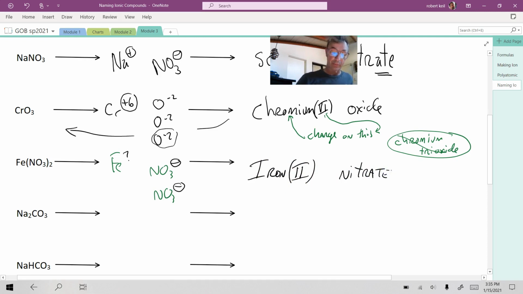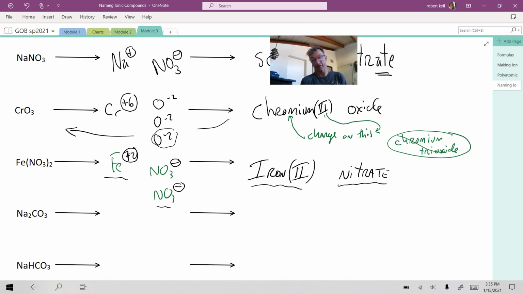And if you think about it, what we're doing is we're just turning the symbol into a word, linking them together. The word iron 2 is just like iron +2. So the symbol just becomes a word. That's it. You don't call it dinitrate. You don't need to. We already know that.